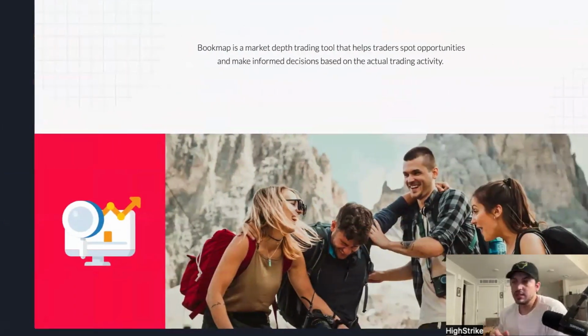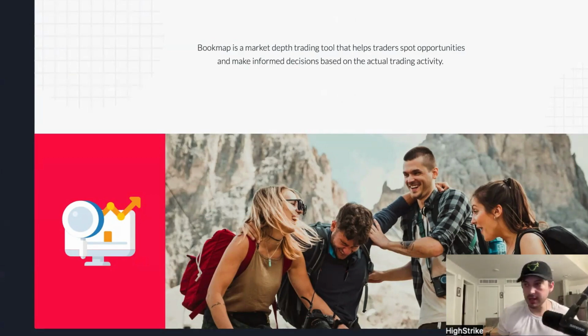Okay, so basically what you want to think about in terms of Bookmap is that it's just a market depth tool. It's giving you the depth of where the orders can possibly be, right? I don't want you to think of it like it's giving you the signal to buy or to sell. It doesn't necessarily do that. It gives you clarification on whether the signal is going to be a strong signal or a weak signal.